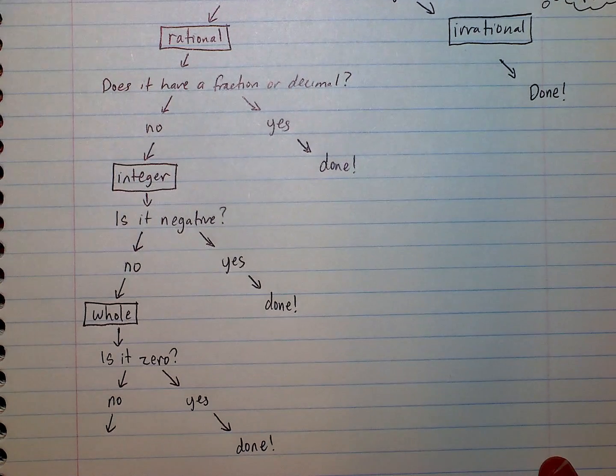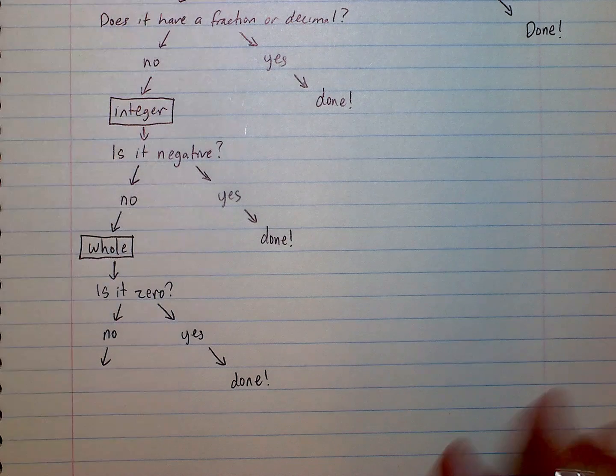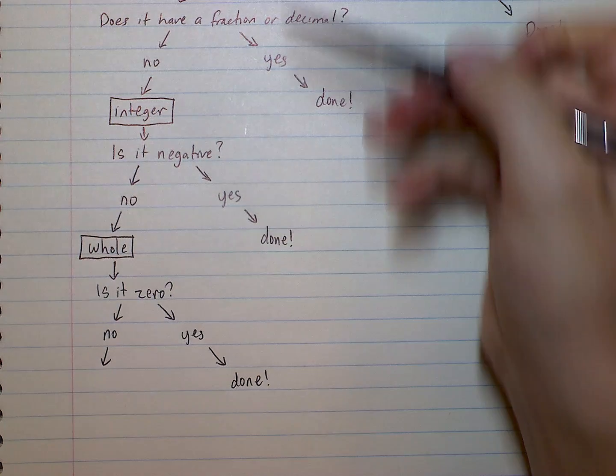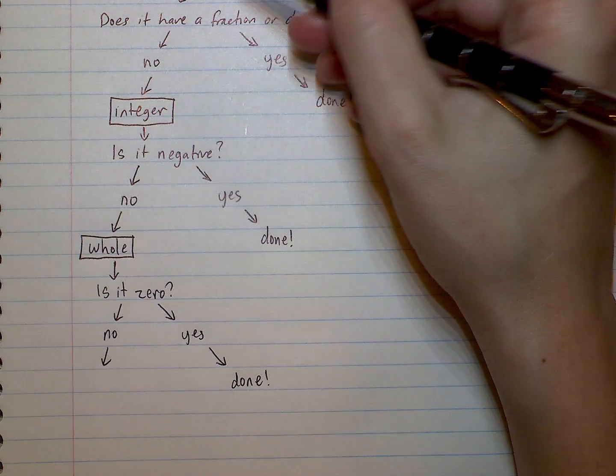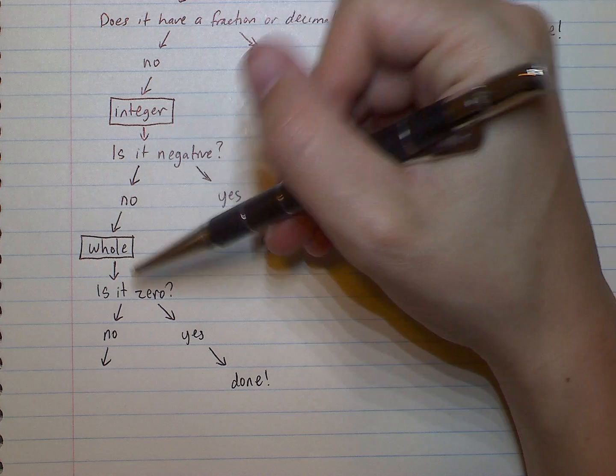Oops, sorry, you didn't see that last part. Let me just review that last part because I was off camera. If I was working with the number 0, I would start at the top. I know it's a real number. It's also a rational number. It's also an integer. It's also a whole number.